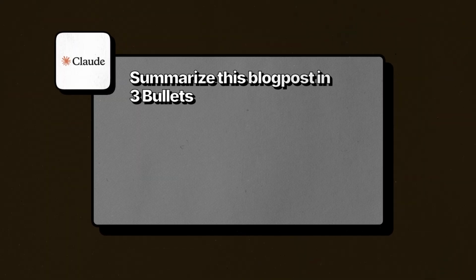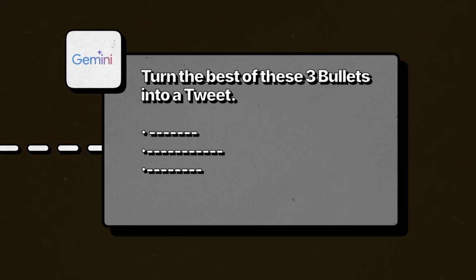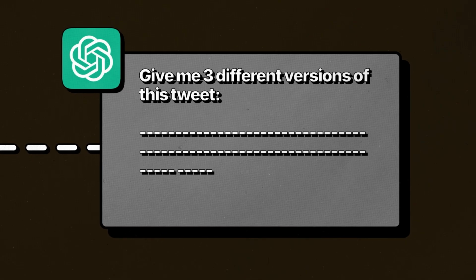And another thing that tends to provide really good results is chaining together multiple prompts. You don't have to ask for everything at once. For example, you can ask one AI model to summarize a blog post in 3 bullets. Then you can ask the next AI model to turn the best bullet into a tweet. Then you can ask the next model to give 3 different versions of that tweet. That's called a prompt chain, where one output becomes the next input. And it's really helpful for breaking complex tasks into a series of simpler ones. Speaking of prompt chains, let's talk about one of the most powerful prompting techniques that exists: chain of thought.